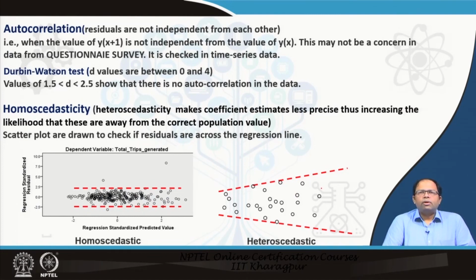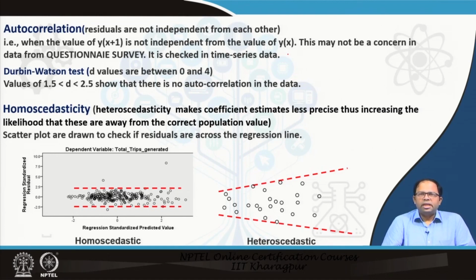Now, we should also check for autocorrelation. Usually it is not a concern if the data is from a questionnaire survey, but if it is time series data, it needs to be checked. What it means is the residuals will not be independent of each other. That is autocorrelation. When the value of y at x plus 1 is not independent from the value of y at x, then we call it autocorrelation is there.